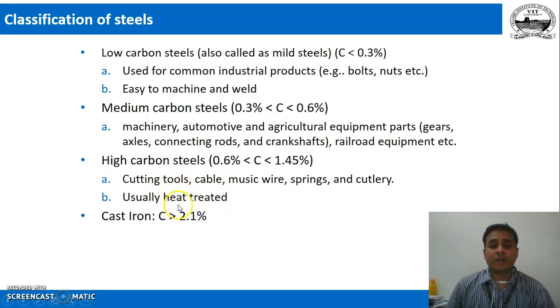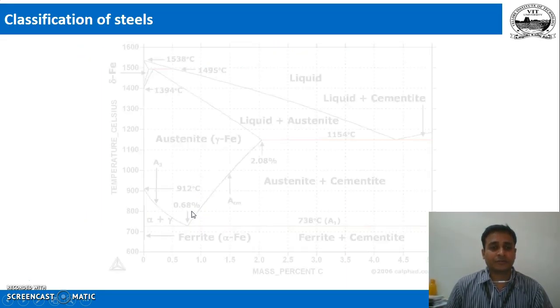Simply because you have sufficient carbon, they respond well to heat treatment, whereas low carbon steels typically don't respond much to heat treatment. What I mean by not responding is that the improvement in hardness may not be high. What does it mean? Your hardenability, the ease with which you can get martensite, is minimal, simply because you have very little carbon here.